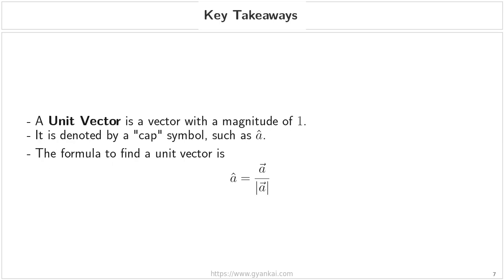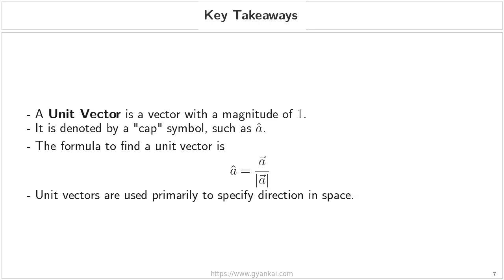Third, keep this fundamental formula at the front of your mind. To find that unit vector, you take the original vector, and divide it by its own magnitude, which we write as the magnitude of a in vertical bars. This process of normalization is what scales the vector down to a length of 1. Finally, never forget the why behind this concept. We use unit vectors primarily to specify a direction in space without any extra weight or length attached to it. They are our tools for pure direction.